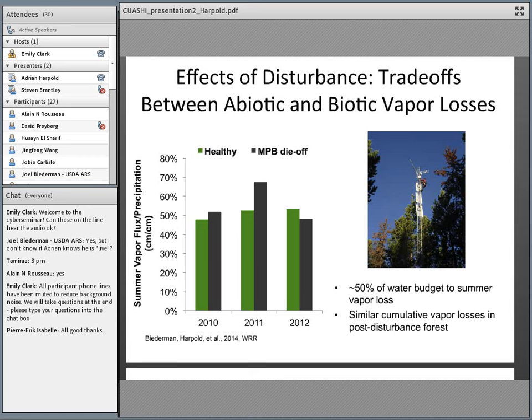turning off essentially transpiration. This pine beetle affected site had near 80% mortality, and that was going to have a dramatic effect on summer vapor losses. We see similar summer vapor losses measured above canopy.